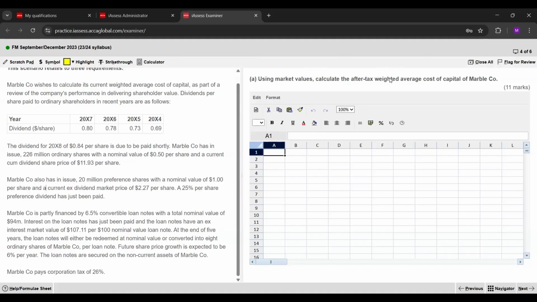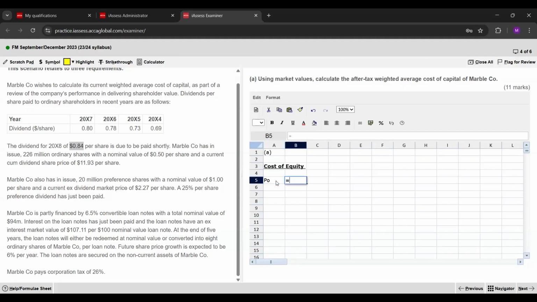What is the first requirement? Using market values, calculate the after-tax weighted average cost of capital of Marbleco. Very simple. Starting off, we are going to calculate the cost of equity. In this scenario, to calculate the cost of equity, we are going to use the dividend valuation method. For that we need the dividend value, which is given as 0.84, and then we need the ex-rights price. So let's just calculate that.